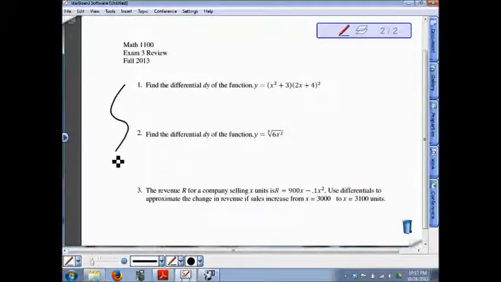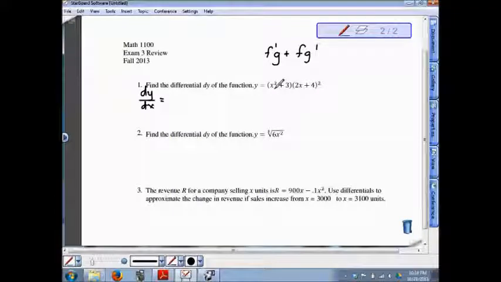These first three questions right here come from section 3.8 of the textbook, differentials and marginal analysis. So here in question 1, find the differential. First start by finding dy/dx, finding the derivative of the function. I'm going to use a product rule here. Product rule is f prime g plus f g prime. So we can consider this f and consider that to be the function g.